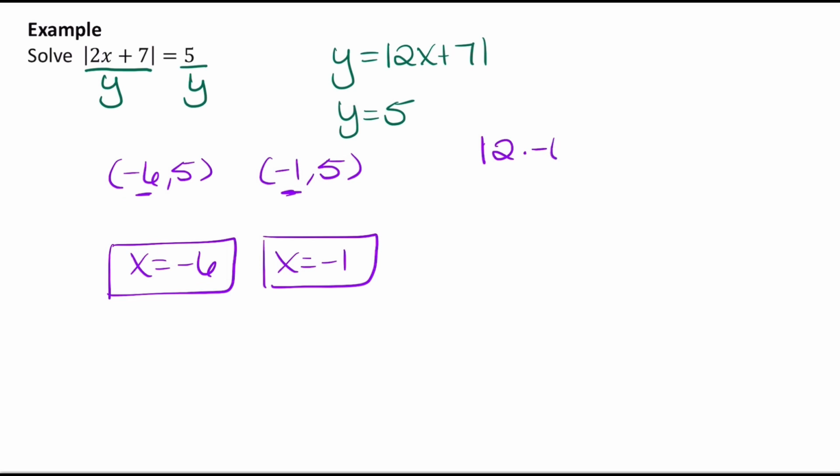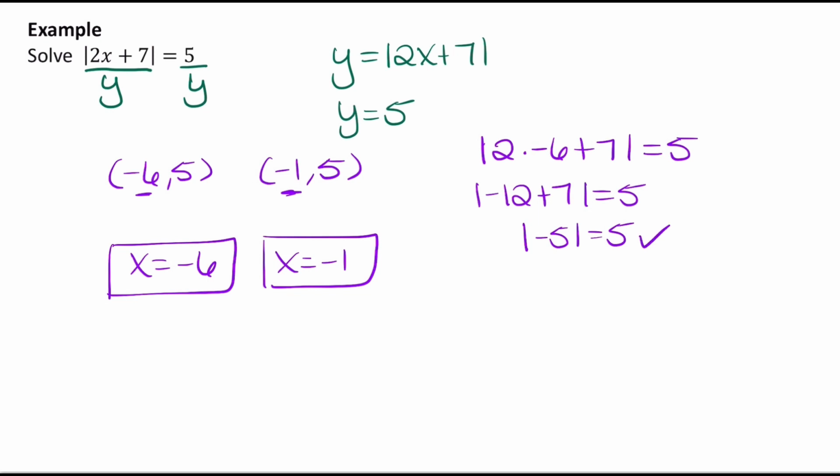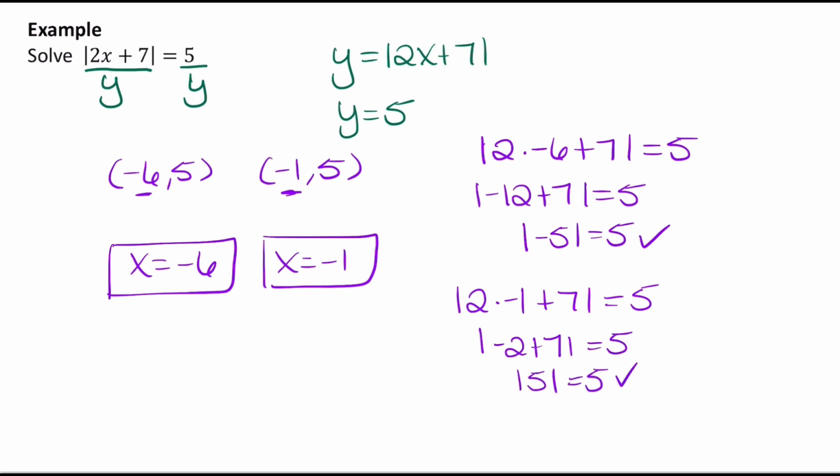Remember, you can always check by plugging in. So we have 2 times negative 6 plus 7, and then we're checking if the absolute value of that is equal to 5. So we have the absolute value of negative 12 plus 7 is equal to 5, which tells us the absolute value of negative 5 equals 5, which is in fact true. If we tried negative 1, we have the absolute value of 2 times negative 1 plus 7, and we're checking if that equals 5. So we have the absolute value of negative 2 plus 7, and the absolute value of 5 is equal to 5, which is also true.